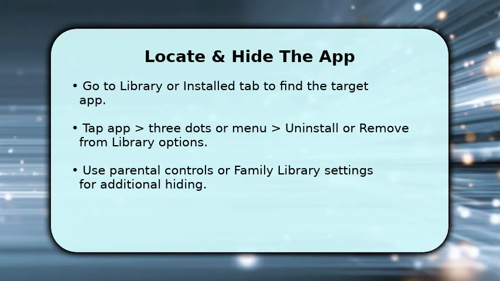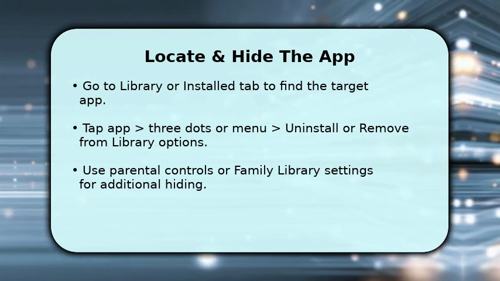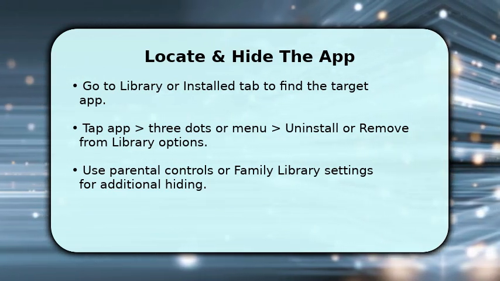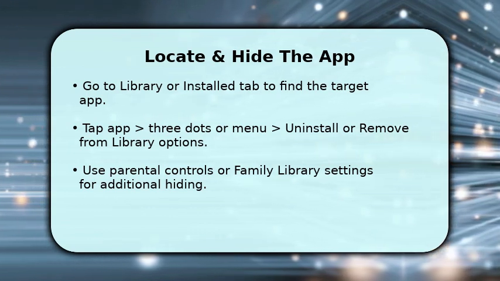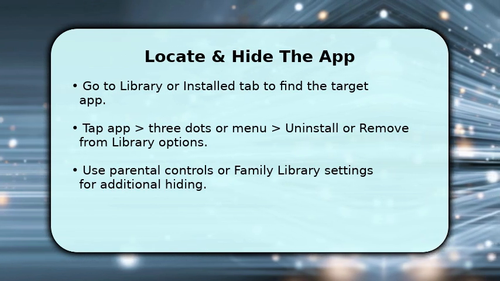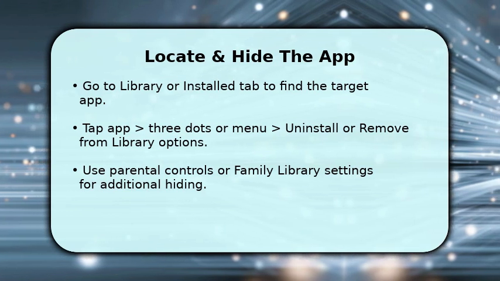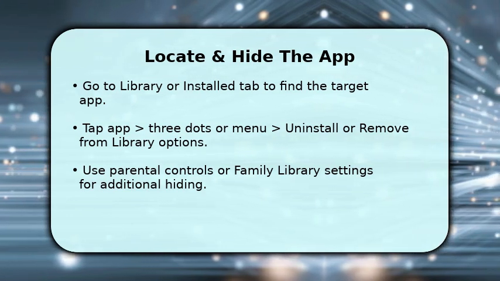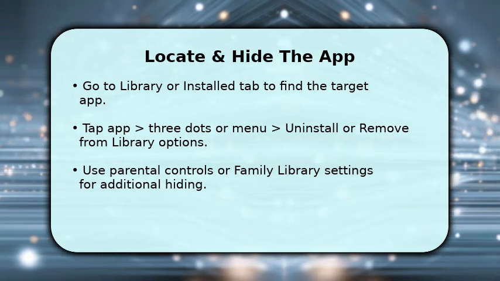Choose Remove from Library if available to stop it appearing under your account's library. If it's installed, uninstalling removes it entirely from the device. Afterwards, make sure to disable Auto Restore so it won't reappear. For more control, use Family Library or Parental Controls to hide apps from other family members. This explains why different menus exist and when to use each.